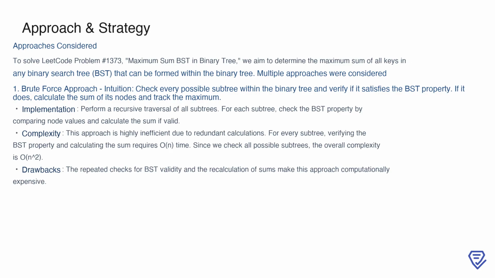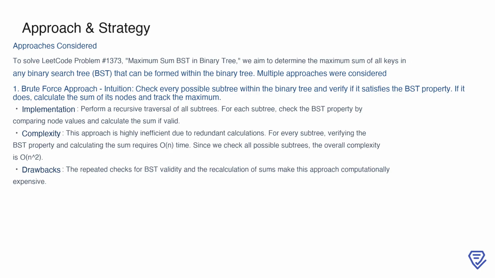For each subtree, we verify whether it satisfies the BST property by ensuring that all nodes in the left subtree are smaller than the root and all nodes in the right subtree are larger. If the subtree qualifies as a BST, we compute the sum of its nodes and compare it with the maximum sum tracked so far. However, this approach comes with significant drawbacks.